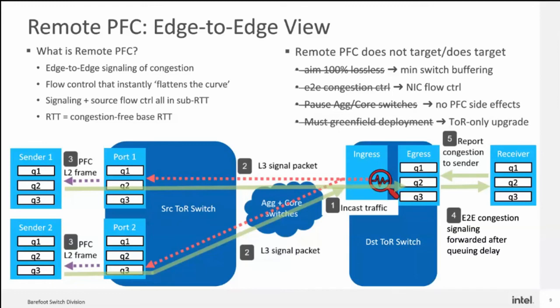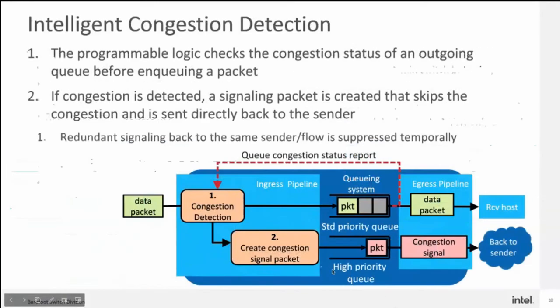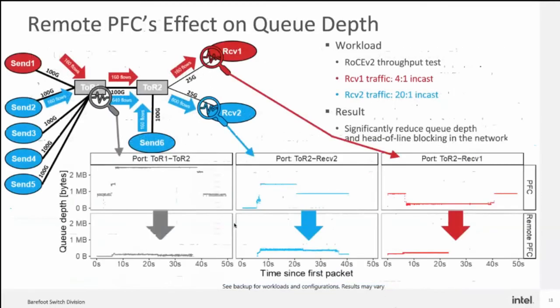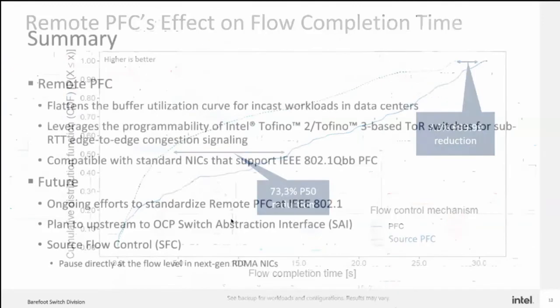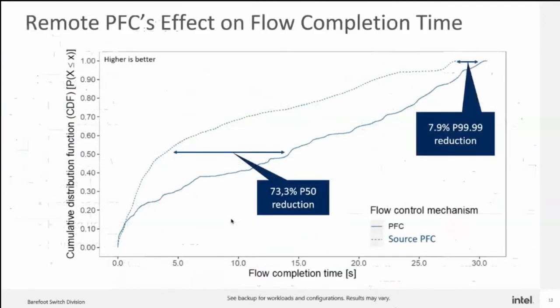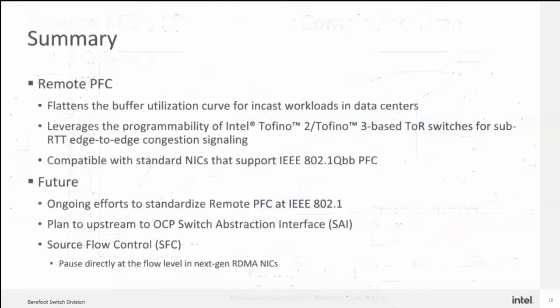I have one question. On the last slide you were talking about only supporting remote PFC at Tofino 2 and 3. My question is, since Tofino is programmable, why is Tofino 1 not supported at the current node?